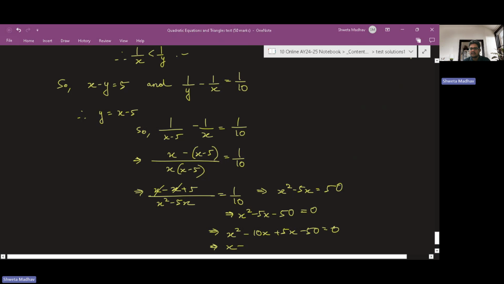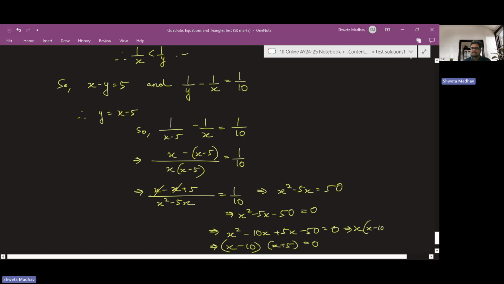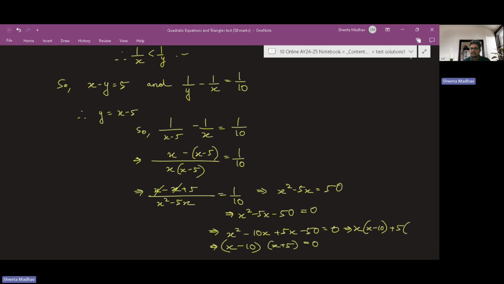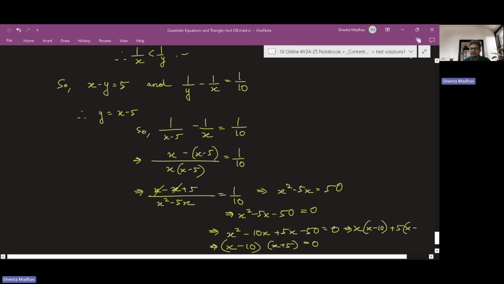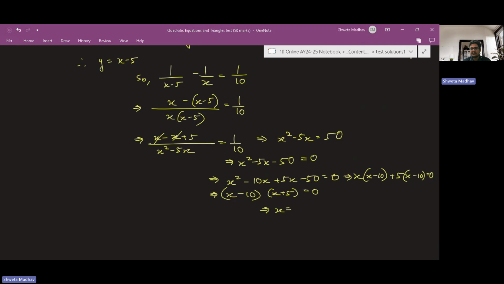So I can say this would be x minus 10 into x plus 5, that is equal to 0. Since we can take x as common from the first two terms, then we will get x minus 10, and plus 5 I can take as common from the next two terms. This will be x minus 10 equal to 0. So x minus 10 I can take as common, then it will be x minus 10 into x plus 5 equal to 0. It means that x can be minus 5 or 10.